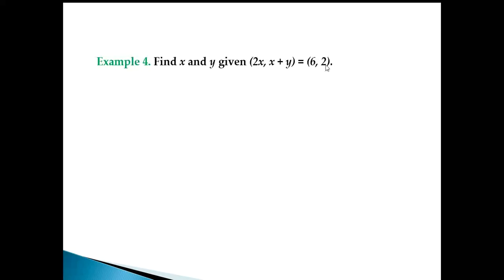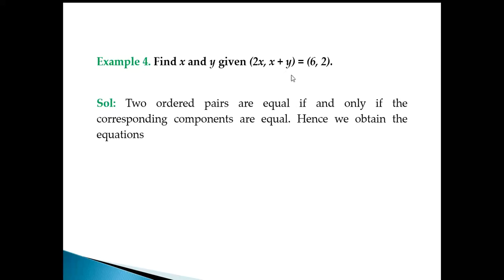Now next come to this example. Here we are given the ordered pairs (2x, x plus y) and (6, 2). These ordered pairs are equal, and we have to find x and y. When two ordered pairs are equal, the first elements are equal and the second elements are equal. Here it is given that these ordered pairs are equal.